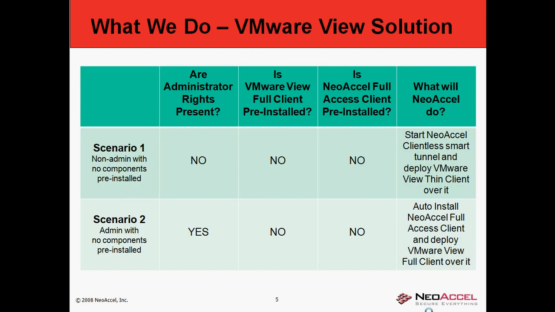For today's demo, I will be demonstrating two scenarios. One wherein the user is logged in as a non-admin user with none of the components pre-installed. In this case, since no admin rights are present, NeoAccel will auto-deploy the clientless mode and deliver the View environment using the VMware View thin client.